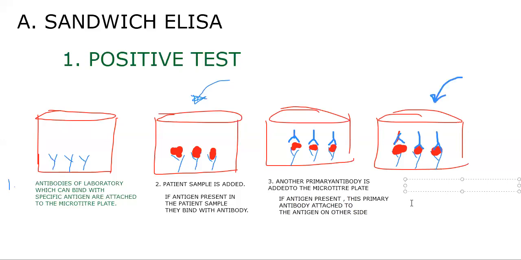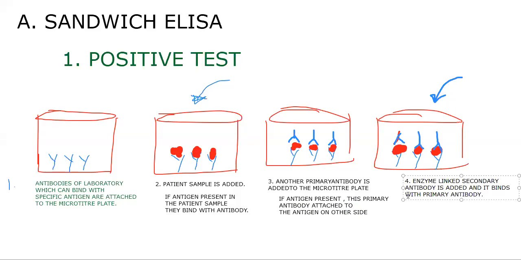Enzyme linked secondary antibody is attached. First of all, we have to add it. Then, if they find the primary antibody, they go and bind with it. The enzyme linked secondary antibody is added, and it binds with the primary antibody. What is a secondary antibody?